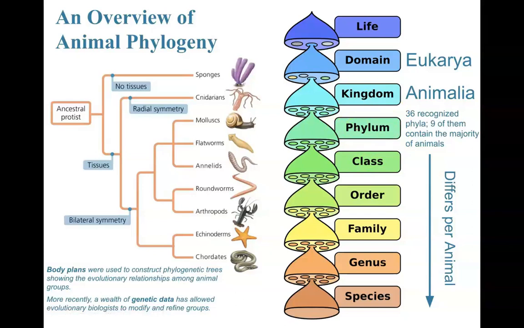Phyla are classified by body plans. Body plans were used to construct phylogenetic trees, showing those evolutionary relationships among the animal groups. So what do I mean by body plans? What I'm talking about is, does that organism have tissues? Tissues are a collection of cells that perform a specific function. So think of skin tissue, think of muscle tissue. So does that organism have true tissues or not? So that's a way to classify these animals.